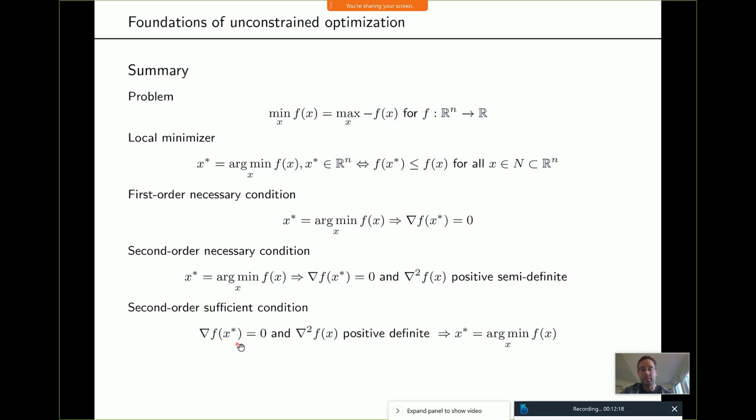If at some location x star the gradient is 0, and at the location x star, the Hessian is positive definite, then there is a minimum at x star. That was the same typo, because it's a copy and paste error. Yeah, so in principle, I think you know these conditions.